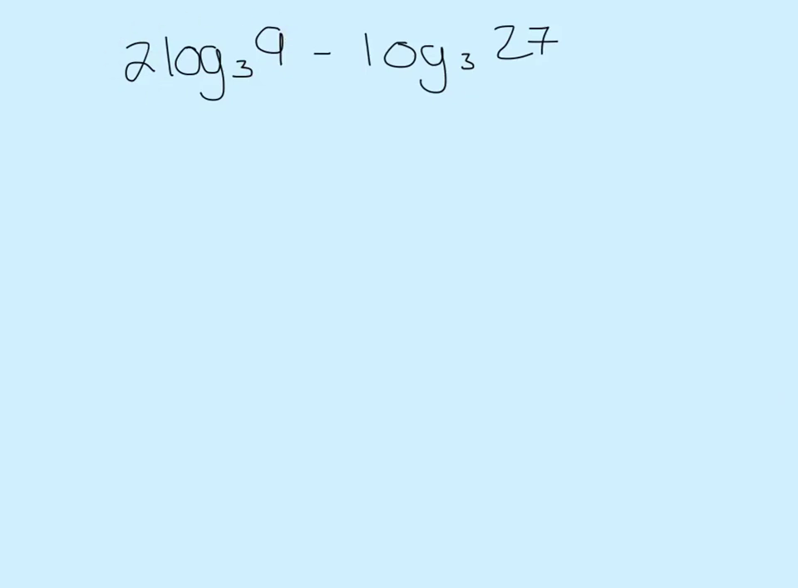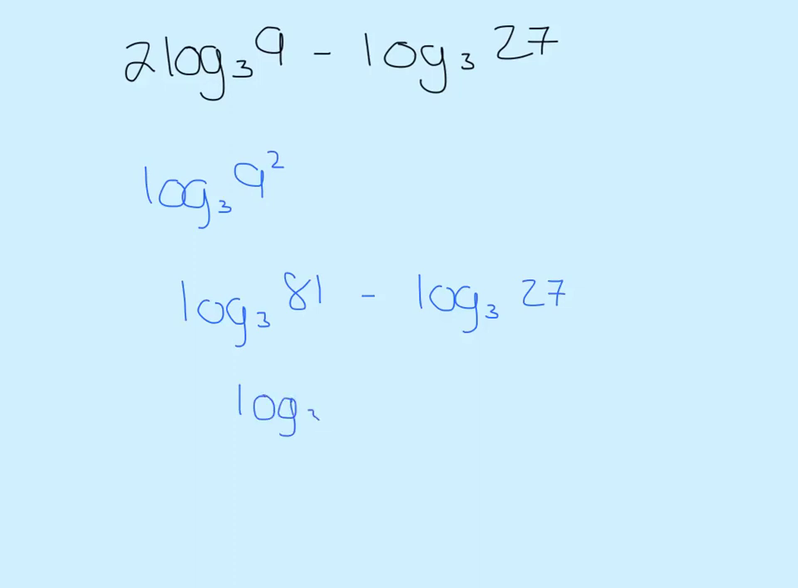I'm going to bring this 2 back, and that's going to be log base 3, 9 squared. And 9 squared is? 81. Good. So that's log base 3, 81, minus log base 3 of 27. So now I'm going to take the difference. Remember, the difference is I can condense them through the quotient. So log base 3, 81 over 27.